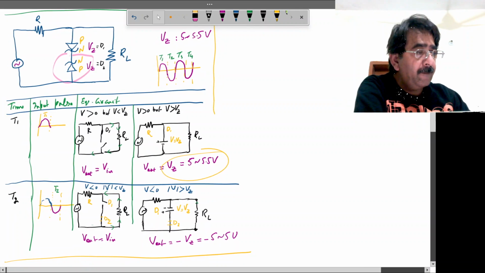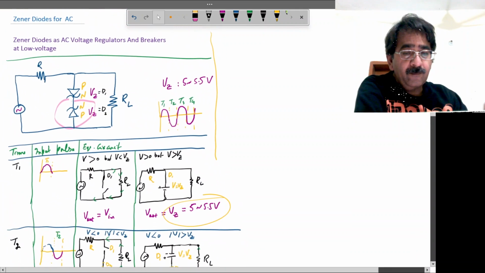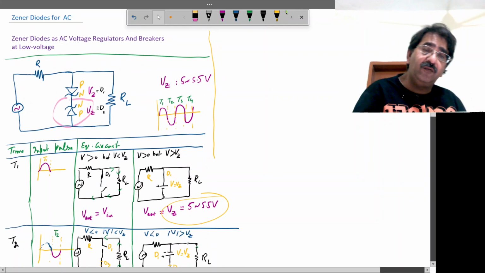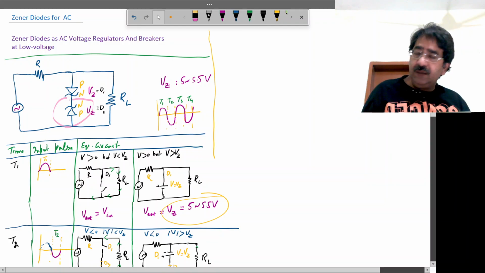As an AC voltage regulator and breaker at low voltage.